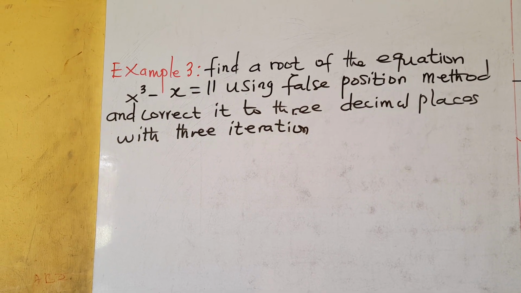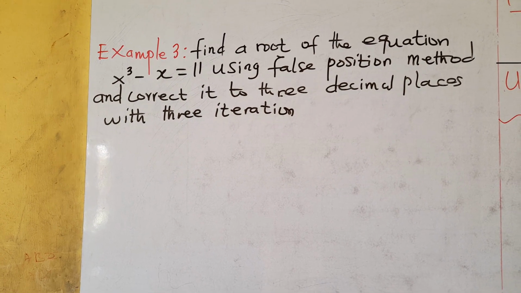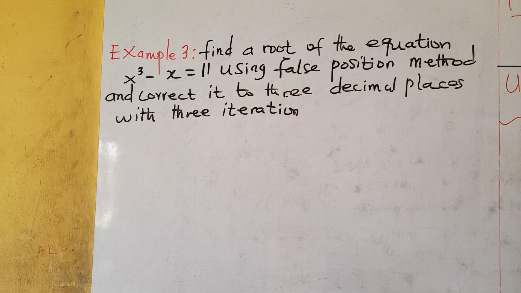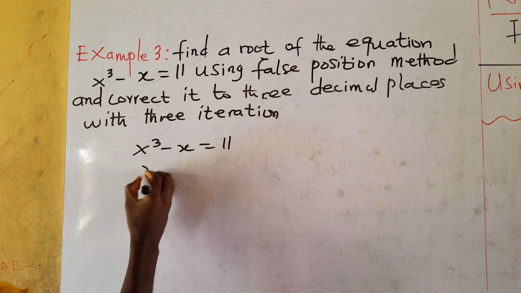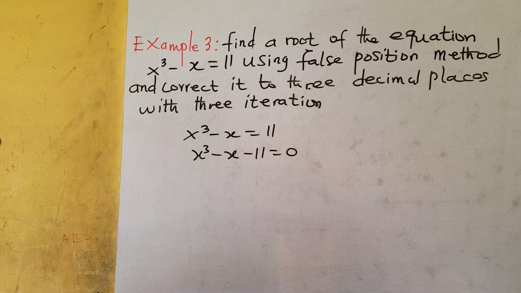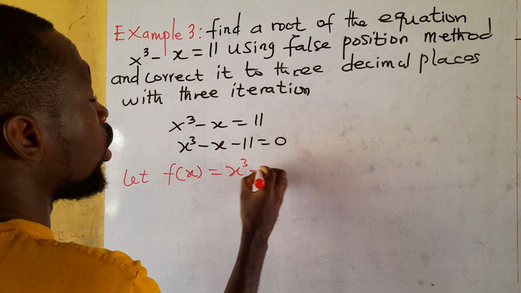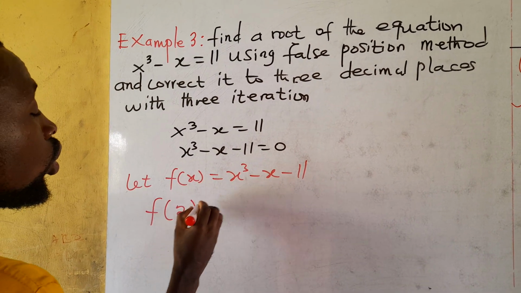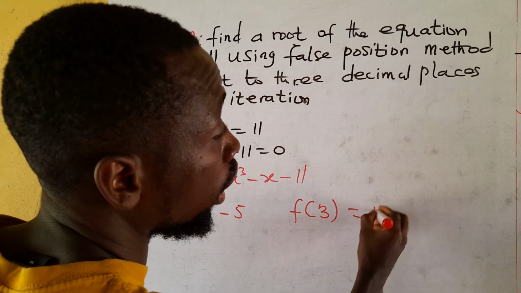They say find a root of the equation x cubed minus x equal to 11 using the false position method and correct it to 3 decimal places with just 3 iterations. So how do we do that? Remember, we have x cubed minus x equal to 11. This will be x cubed minus x minus 11 equal to 0. So we let f of x be equal to x cubed minus x minus 11. Now if we find f of 2, we get negative 5. And when we find f of 3, we get 30.